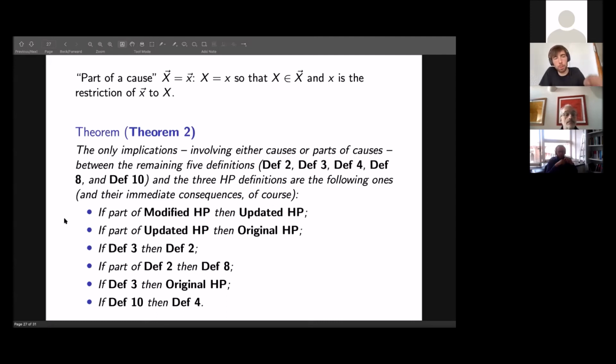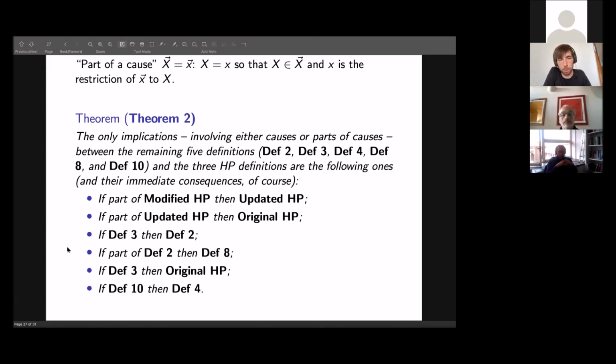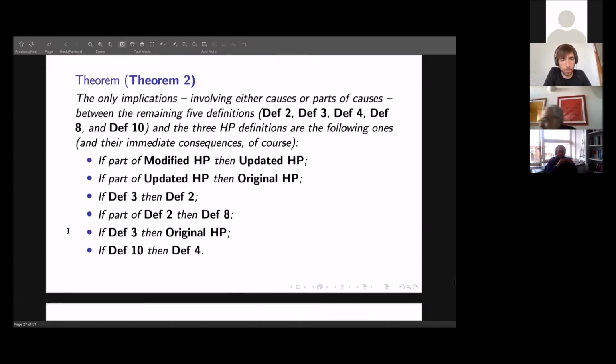Now, the first 2 statements are already well-known results from Halpern and Pearl. It's only the latter 4 which I've proved in the paper. And those are interesting when you're applying definitions, when you're trying to compare strengths, that's a useful result. But as such, it doesn't allow us to dismiss any definitions yet.